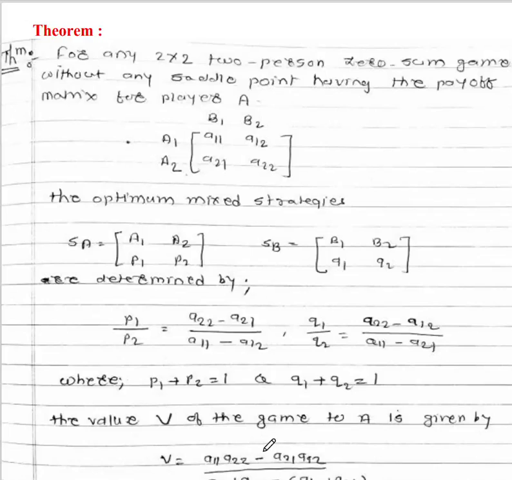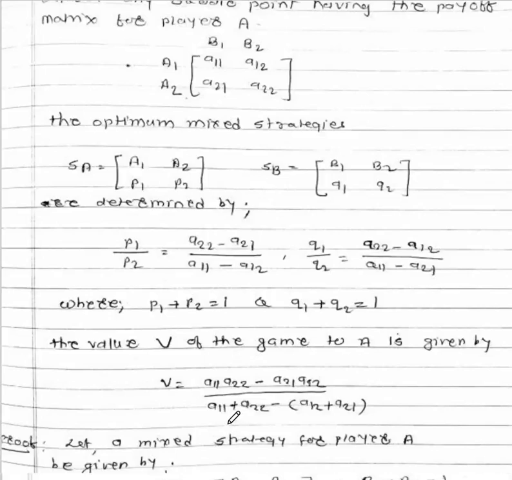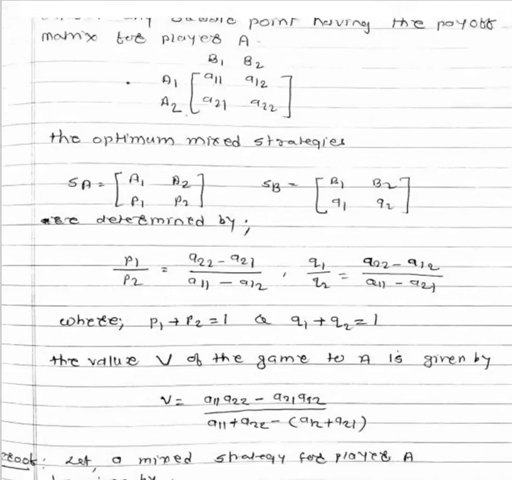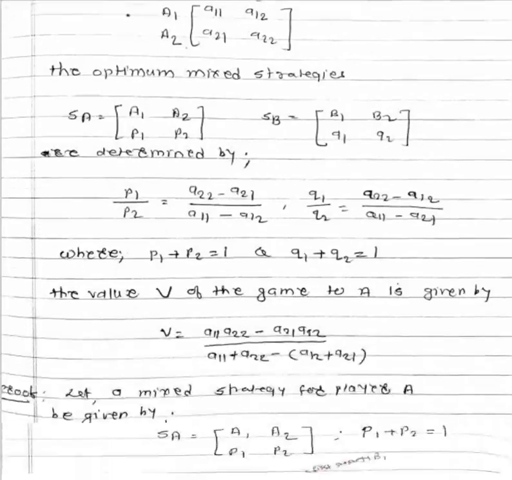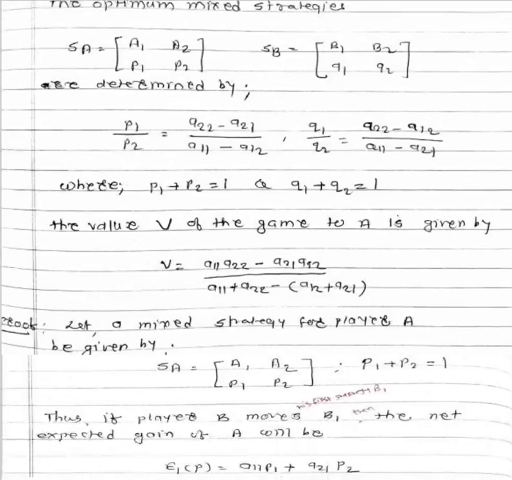Then the value of the game v is given by v equal to (a11 a22 minus a21 a12) divided by (a11 plus a22 minus a12 plus a21). So this is the statement of the mixed strategy theorem. Now we will see the proof of this theorem.